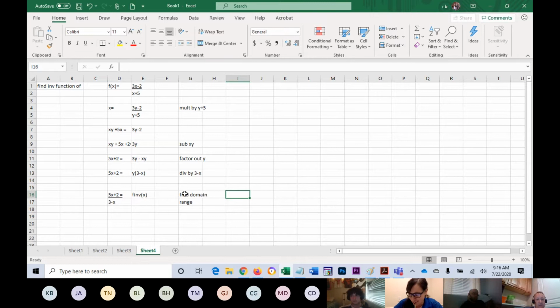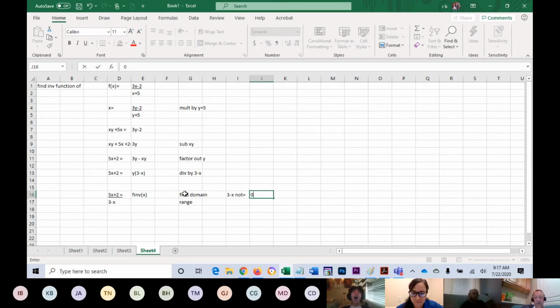Domain and range is not my favorite. Domain should be really easy though. Should is a keyword. Is it the denominator? Yes. For the domain, it'd be 3 minus x. 3 minus x cannot equal what? The denominator is a problem when it is 0. So 3 minus x cannot equal 0.